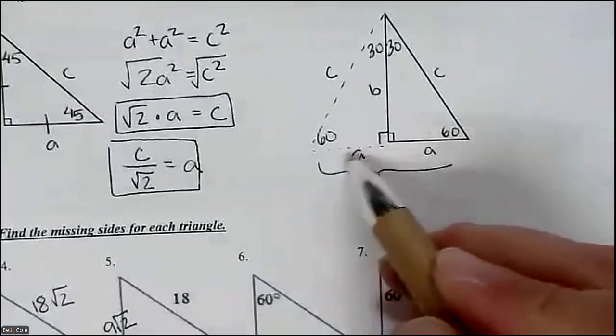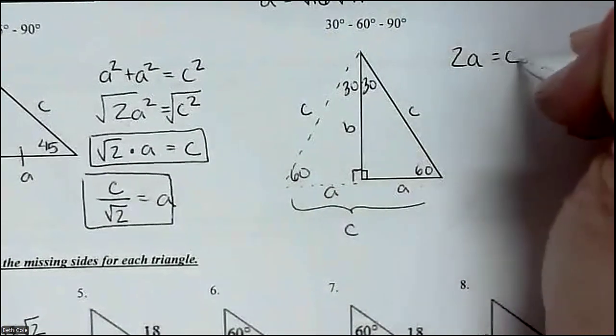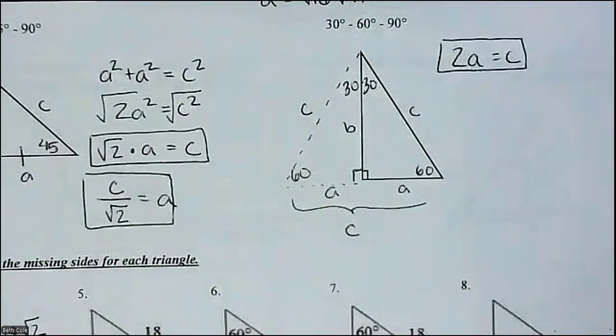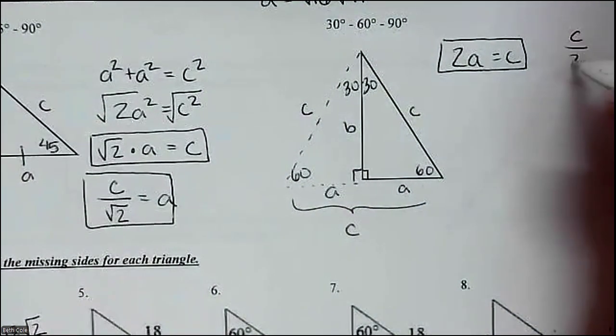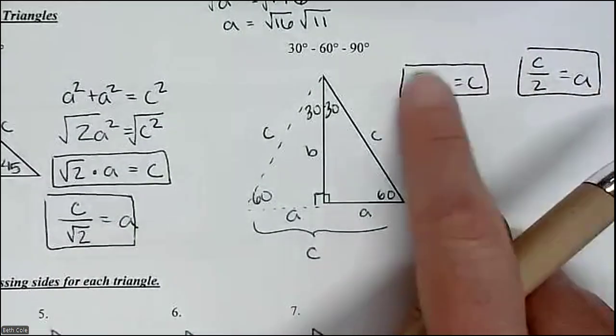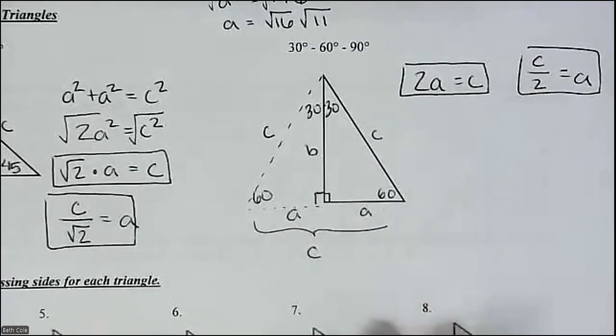All right. So if you take A and you double it, you get C. So if you take C divided by 2, you get A. I write it out both ways. If you really just only want this one, that's fine. You multiply to get to the bigger side, you divide to get to the smaller side. So before I write the last one, let's try that in a problem.